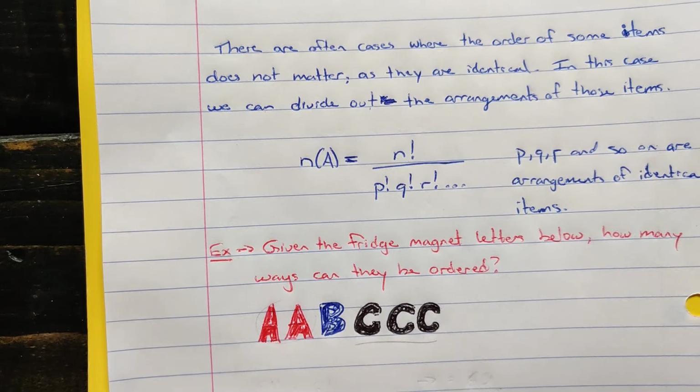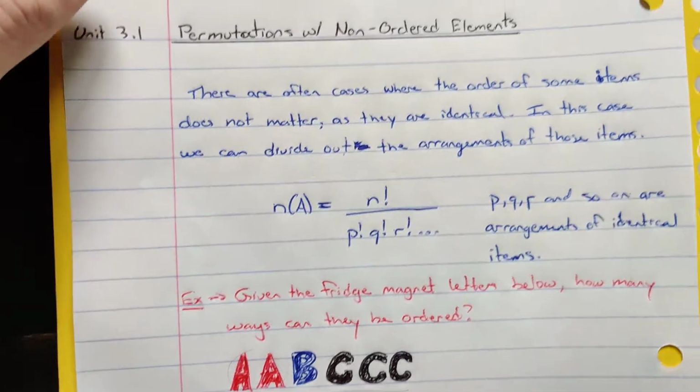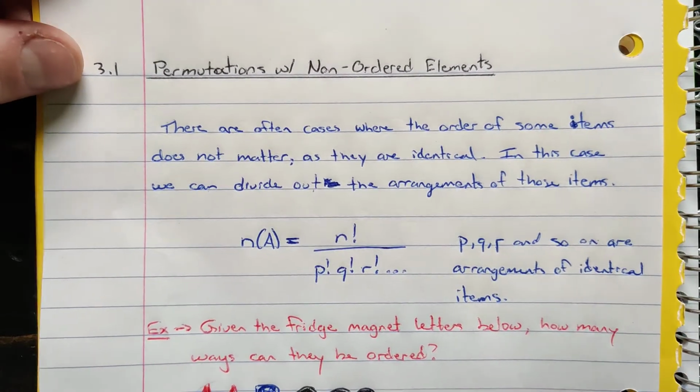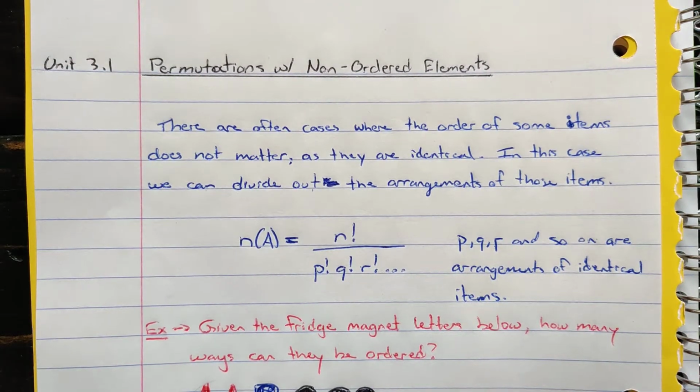In the previous unit, we were looking at permutations, which required us to look at organized counting. In this unit, we're moving into combinations, where we are not looking at ordered items. So we're going to start with permutations with non-ordered elements. Combinations are very similar to permutations, just order doesn't matter. So we'll take a look at some examples here.